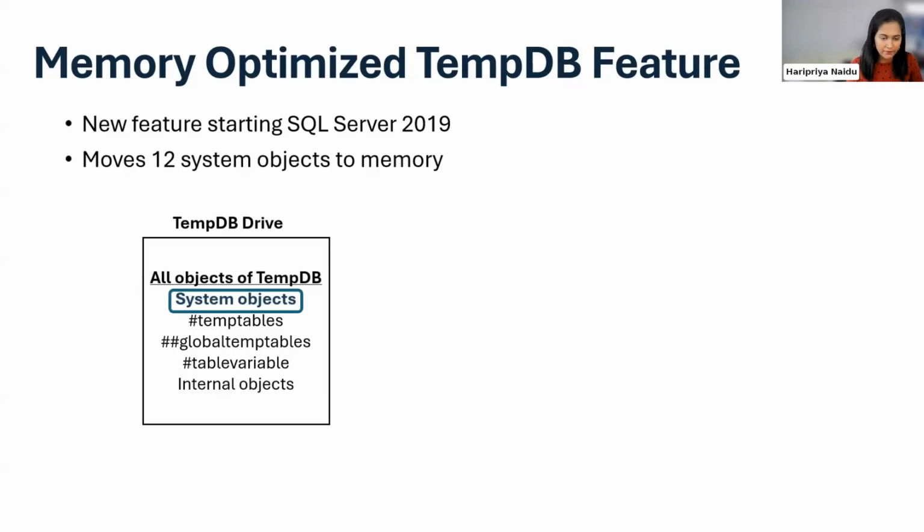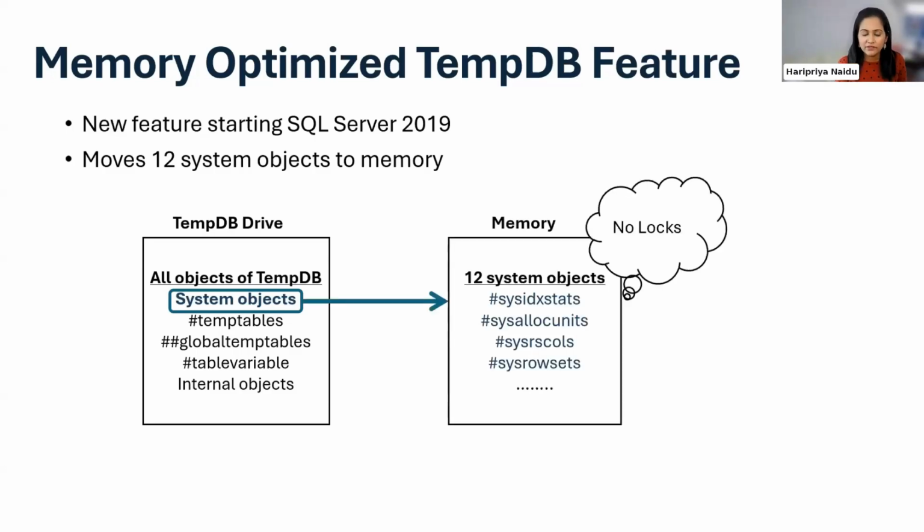Imagine this is a TempDB drive. You have many objects in that drive, like system objects of TempDB, and temp tables or table variables or any internal work tables that SQL Server creates. Everything is on that TempDB drive. When this feature is enabled, what happens is 12 of those system objects move to memory. And remember, nothing else moves to memory, just those 12 system objects move to memory, and everything else remains in the TempDB drive. All right, so when those 12 system objects move to memory, there will not be any locks.